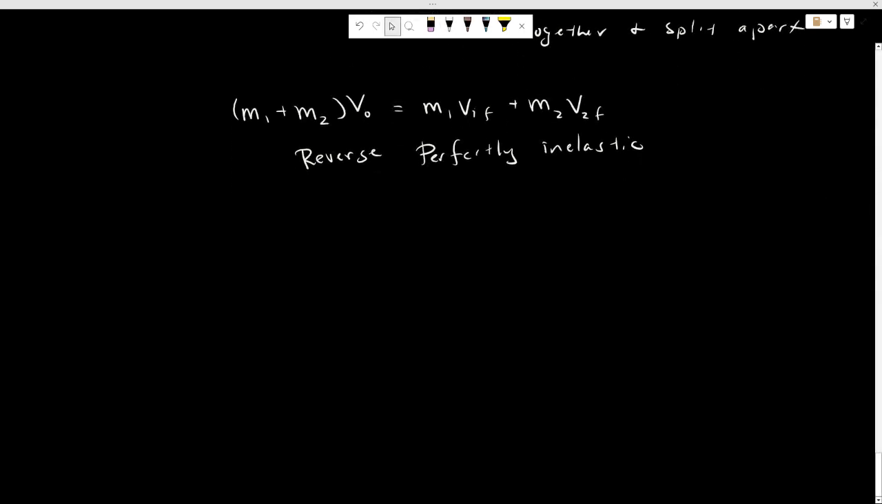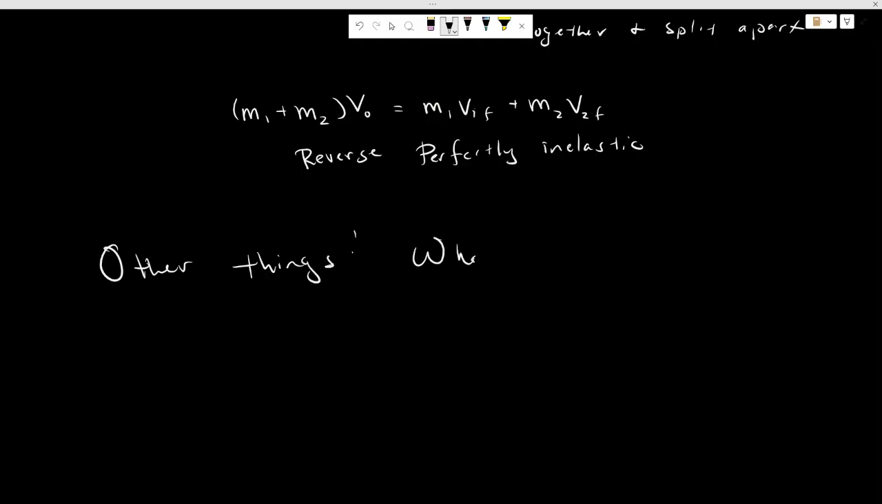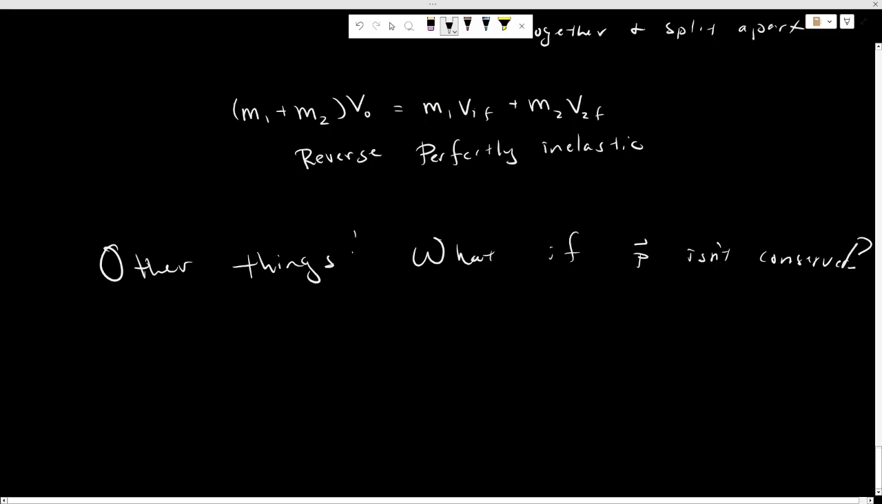So those are the types of collisions. Now, other things. What if P isn't conserved? What happens if momentum isn't conserved? Well, then we have to use impulse.